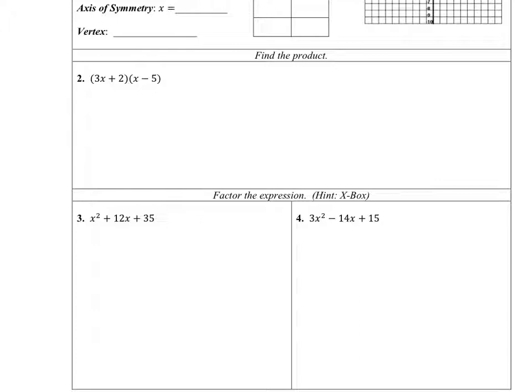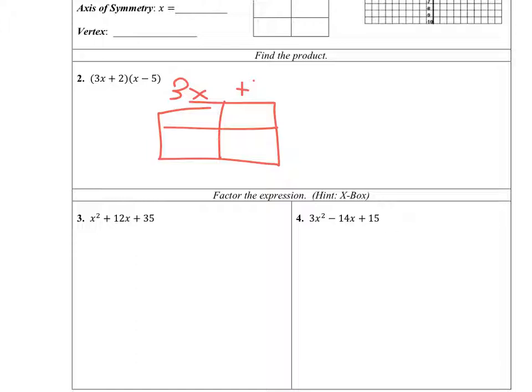Number 2, we need to find the product. So what you need to do is just basically make a box. Again, so you have 3x plus 2 here and x minus 5 here. Then you simply want to multiply everybody together, okay? Remember, these boxes here are probably, or should be, like terms, and you need to combine them to simplify the problem.